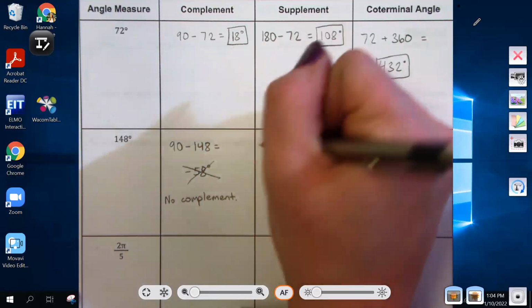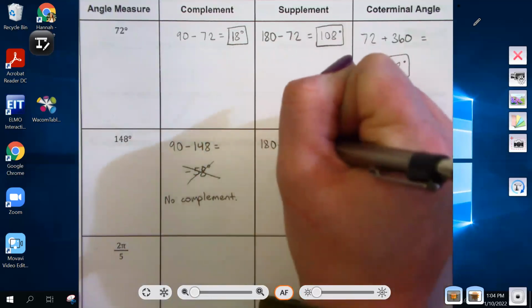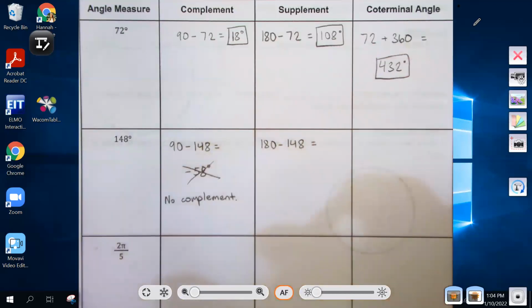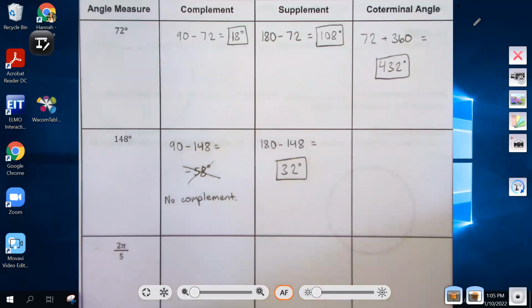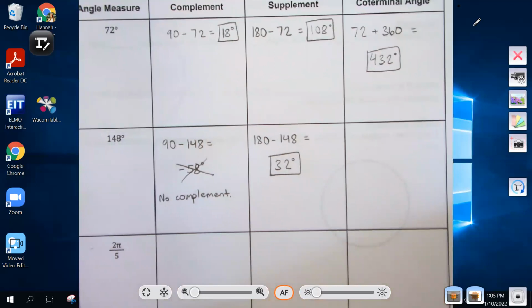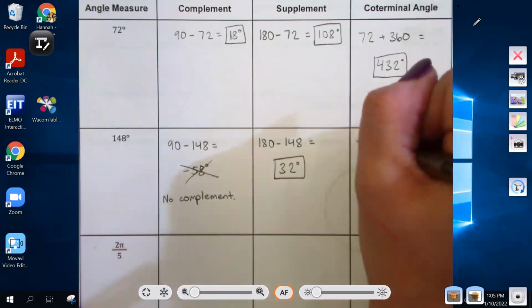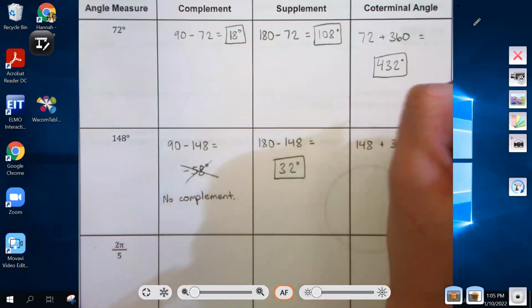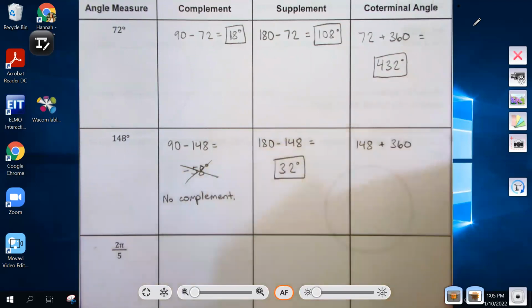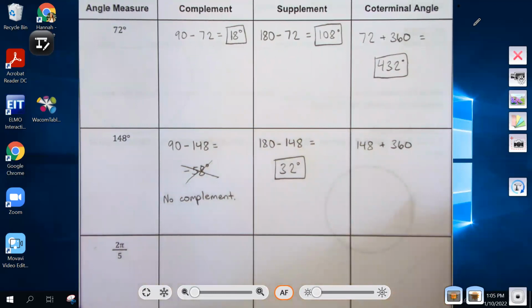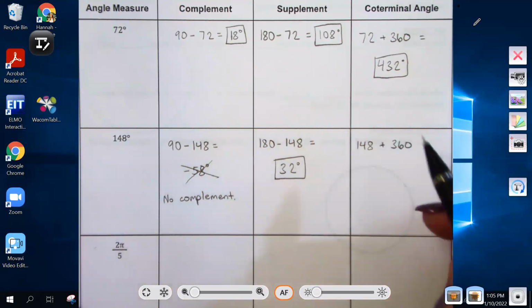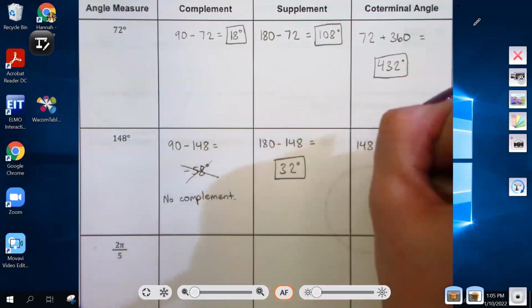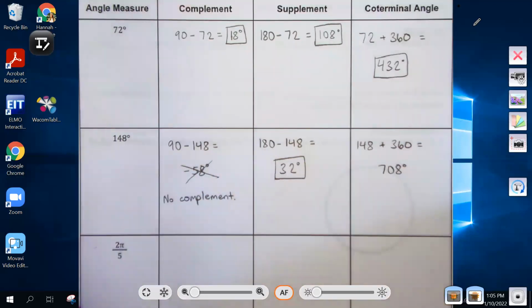Okay, to find the supplement, 180 minus 148, 32 degrees. And then how do we find a coterminal angle? So 148 plus 360. You could also do minus 360, but it doesn't matter. You could either add or subtract a full rotation. 708. 708, 508. 508.